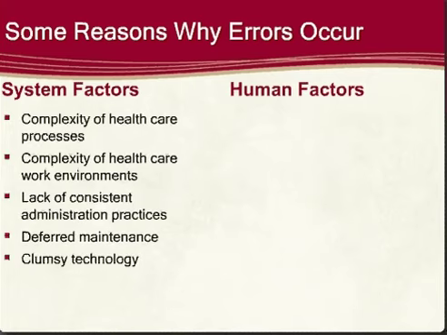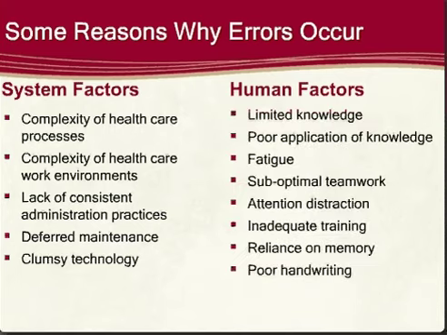System factors include complexity of healthcare processes, complexity of healthcare work environments, lack of consistent administration practices, deferred maintenance, and clumsy technology. Human factors include limited knowledge, poor application of knowledge, fatigue, suboptimal teamwork, attention distraction, inadequate training, reliance on memory, and poor handwriting.